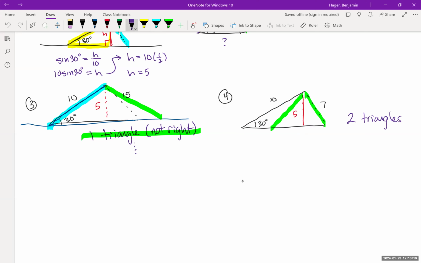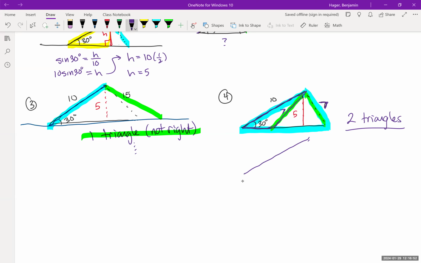We have this big outer triangle here. But we also have this little weird shaped triangle here. Both of those would satisfy angle side side of 30 degrees, 10, and 7, right? The 7 could go out here, or the 7 could fit here. And so you have two different triangles that are described this way.